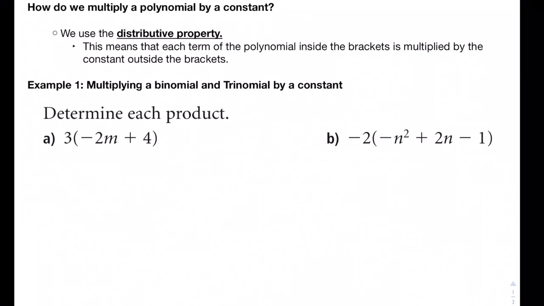Look at example A here, which is 3 times negative 2m plus 4. What's going to happen here is the 3 is going to multiply to the negative 2m, and the 3 is going to multiply to the 4. So what that looks like is 3 times negative 2m plus 4 times 3. Actually, I should say 3 times 4.